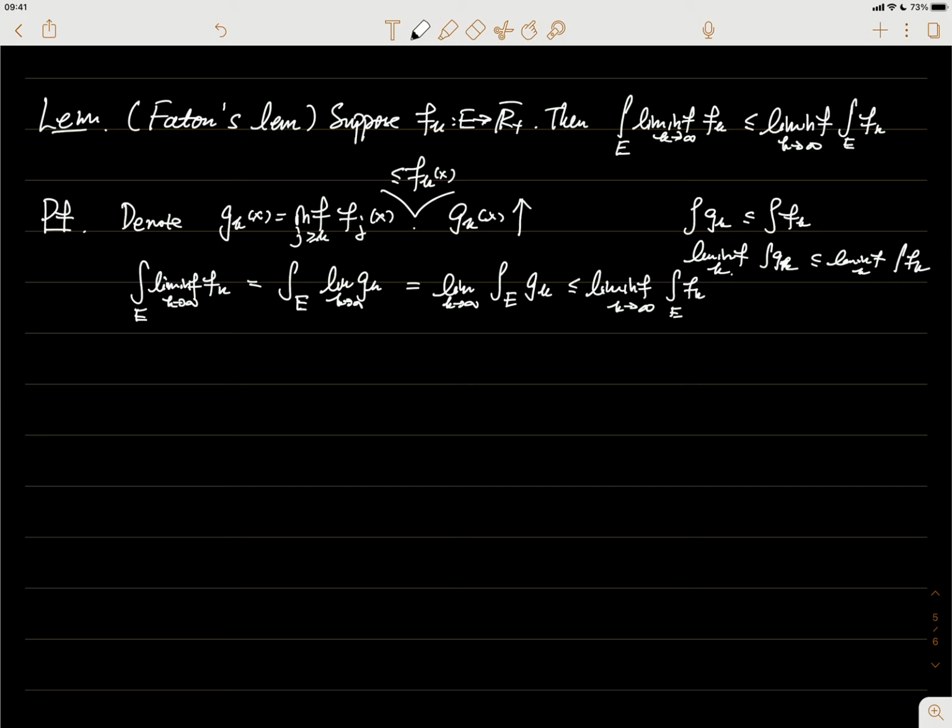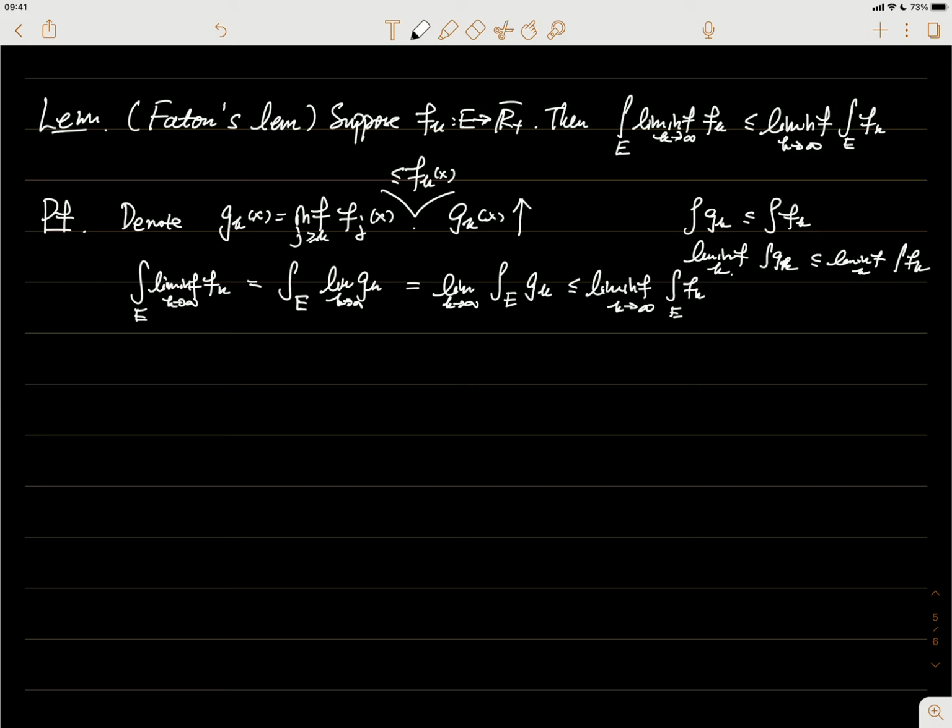A simple case: if all the fk's have an integral less than or equal to M, that is, every one of these is bounded by some number M, then the lim inf is also bounded by M. That means the integral of the lower limit of fk will be bounded by M if each integral is bounded by M. So that's a trivial special case.